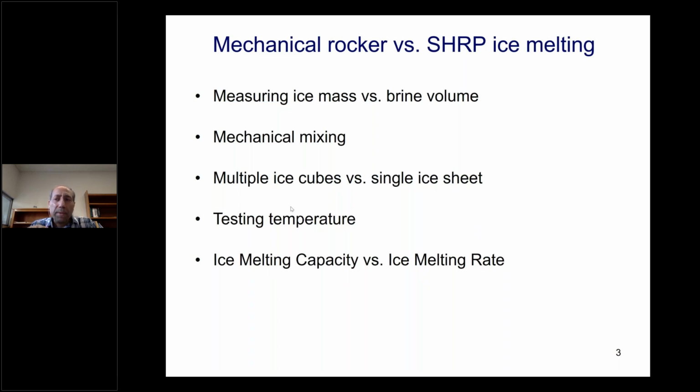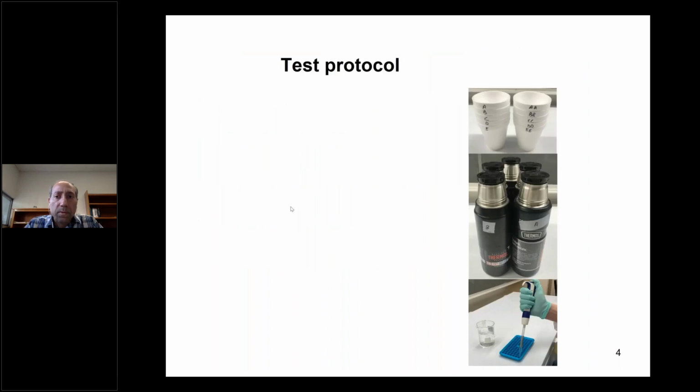And there can be some kind of error when you collect the brine, because I have done this by myself. But in ice melting capacity, we measure the weight of the ice cubes. So as a result, it can be more precise. So we measure the weight of the ice cube before the test and after the test, so we can see how much of the ice has been melted.